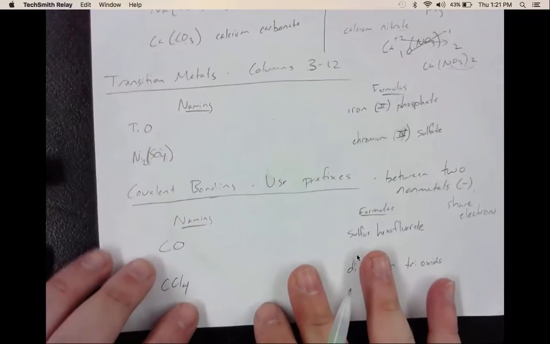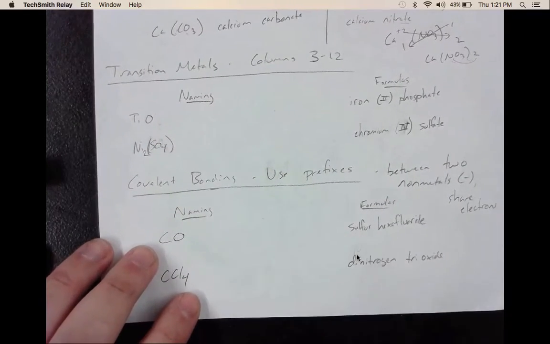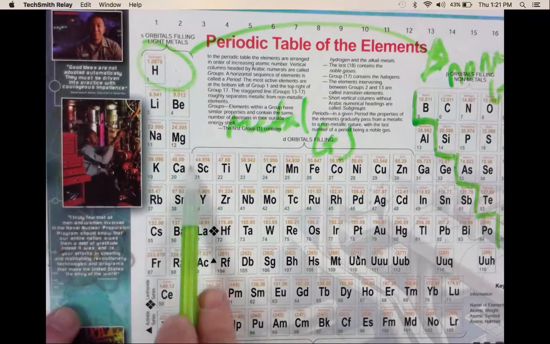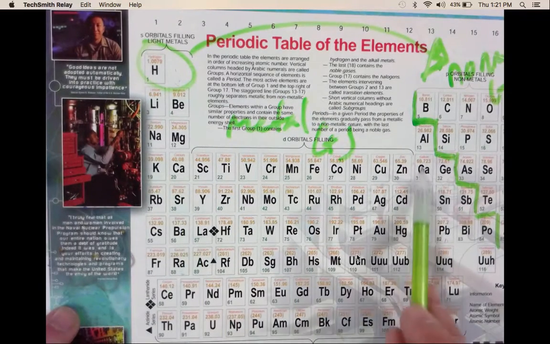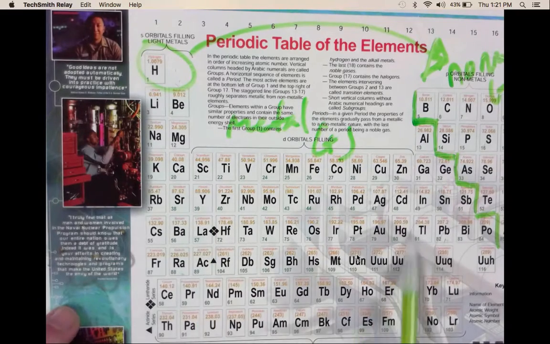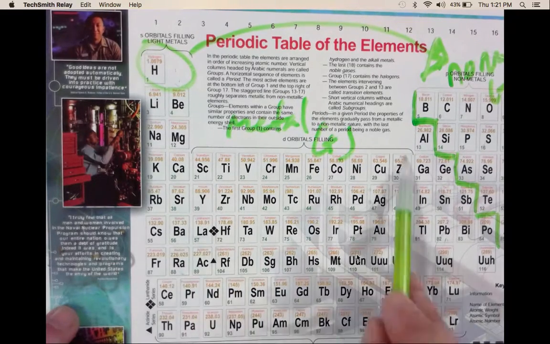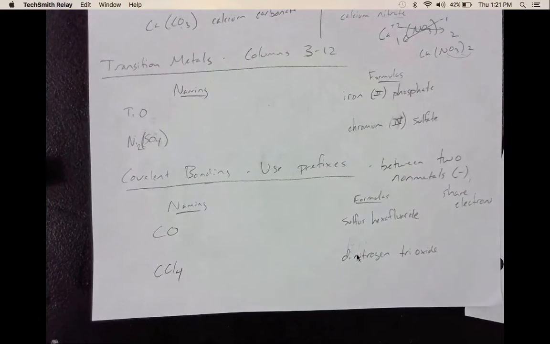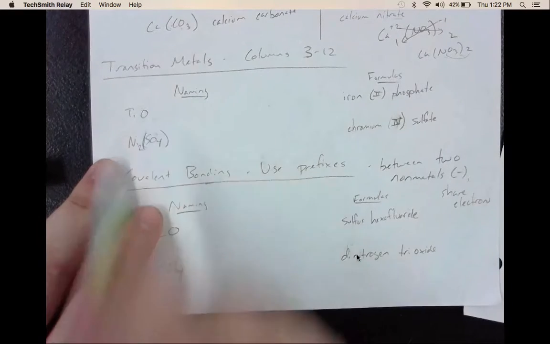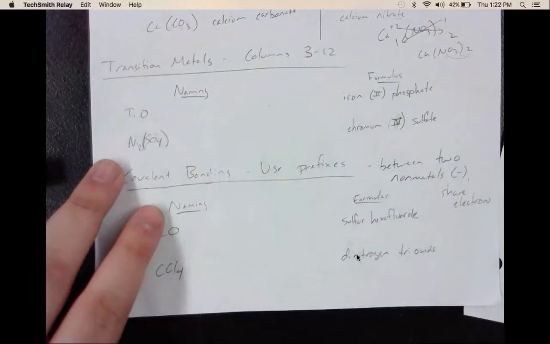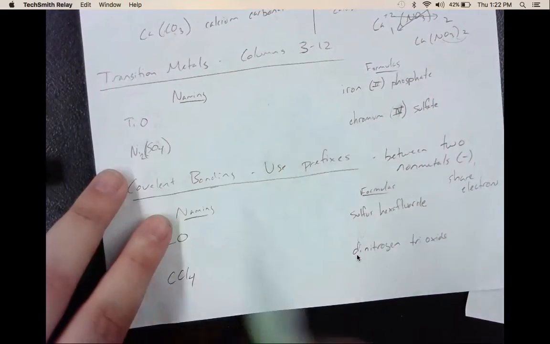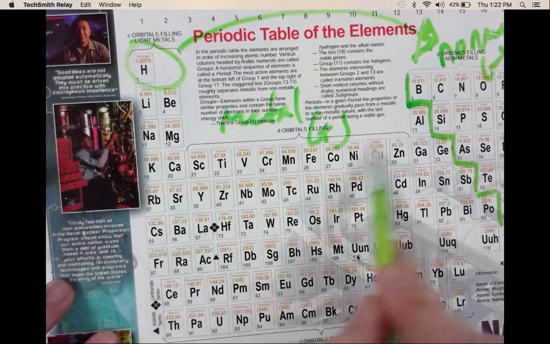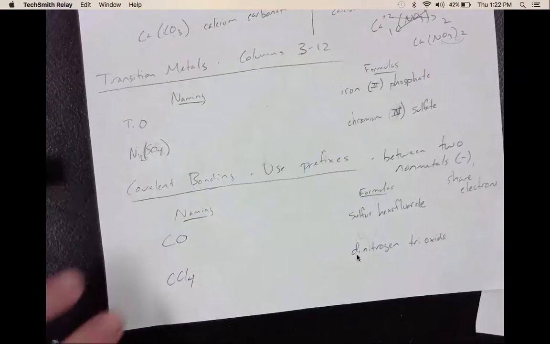So next, we're adding transition metals. Remember, transition metals are in columns 3 through 12. So transition metals are all found throughout this area. If it's in this area, you need to include a Roman numeral. When you have a transition metal, you need a Roman numeral. The Roman numeral tells us the charge. So, if we were naming, we would name the same exact way. We would see that it's titanium and oxygen. You would come over here and you would see that titanium is in the 3 through 12. So then you know you need a Roman numeral.